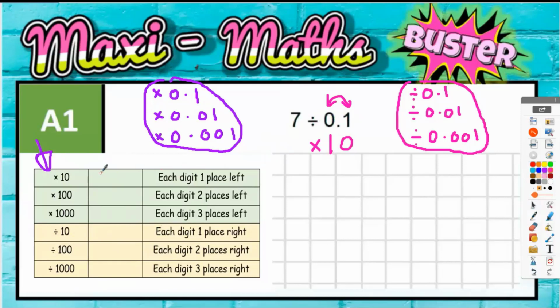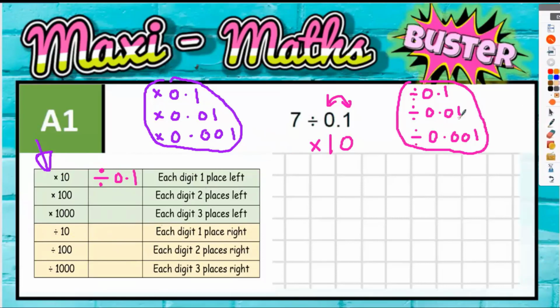So I'm actually going to fill this in this table here. So timesing by 10 is the same effect as dividing by 0.1. Okay, and if we just look at the others over here, so 0.01. If you flip the digits around and take the point out, you get 100, and swap the divide for a times. That's the same as timesing by 100. So dividing by 0.01 is the same as timesing by 100.